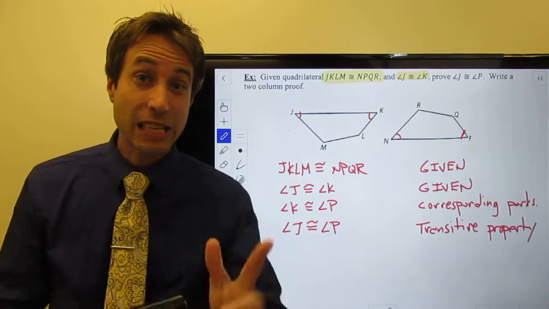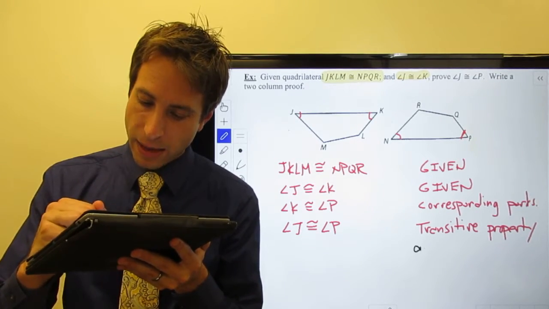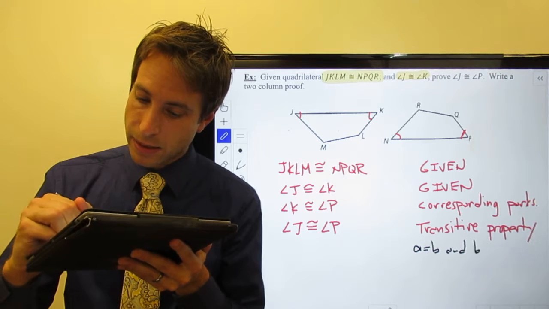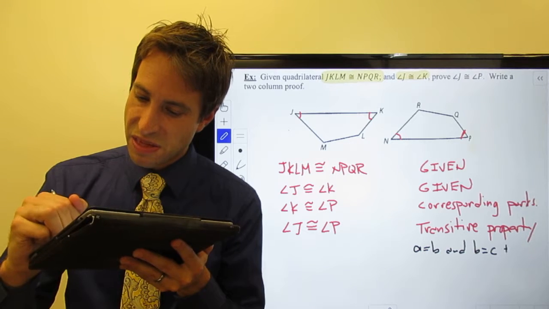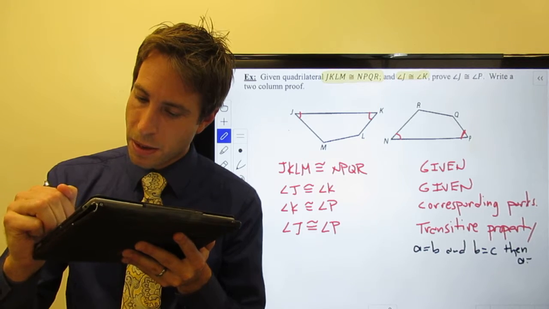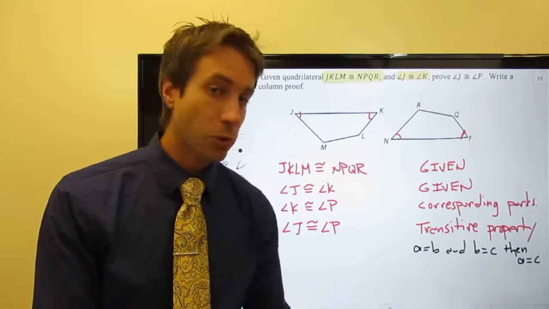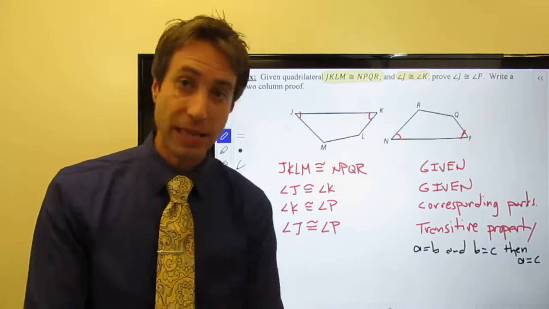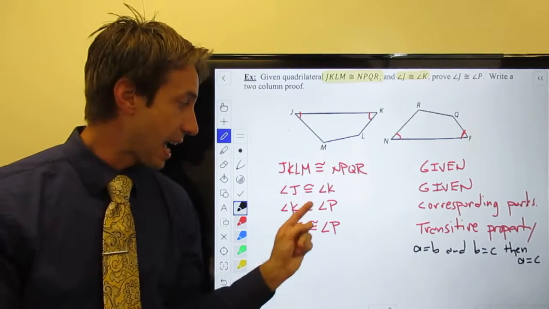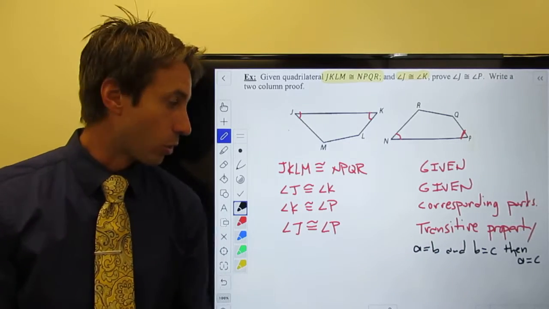You'll remember the transitive property this way. We would have written it like this in algebra. If A is equal to B and B is equal to C, then A must be equal to C, right? That's the transitive property. You see, it's the exact same thing. If J is equal to K and K is equal to P, ipso facto, J must be equal to P.